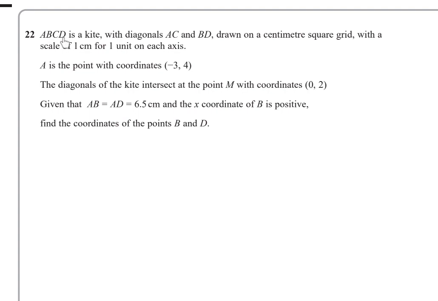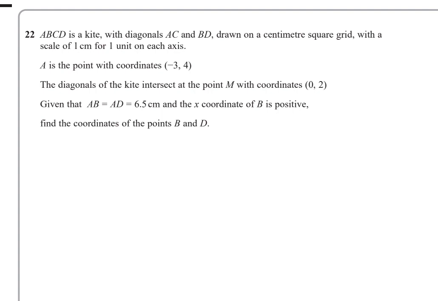Question 22. ABCD is a kite with diagonals AC and BD drawn on a centimeter square grid with a scale of 1 centimeter for 1 unit on each axis. A is the point with coordinates (-3, 4). The diagonals of the kite intersect at the point M with coordinates (0, 2). Given that AB equals AD equals 6.5 and the x coordinate of B is positive, find the coordinates of the points B and D.